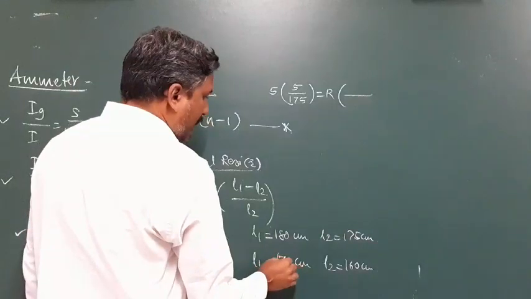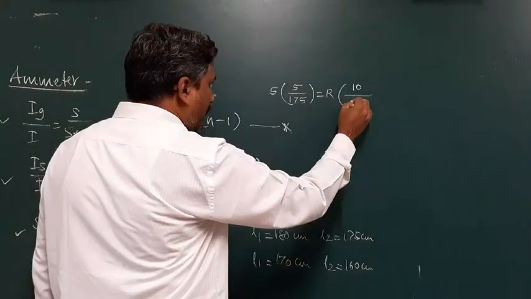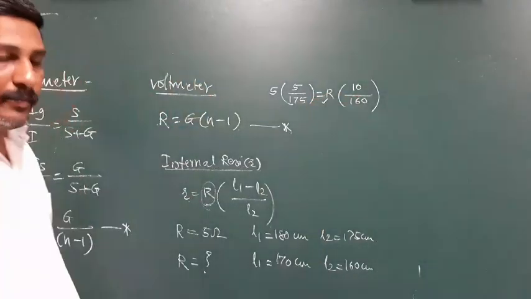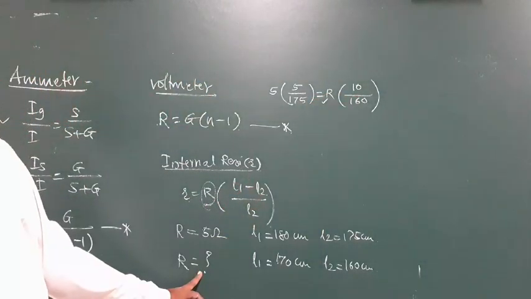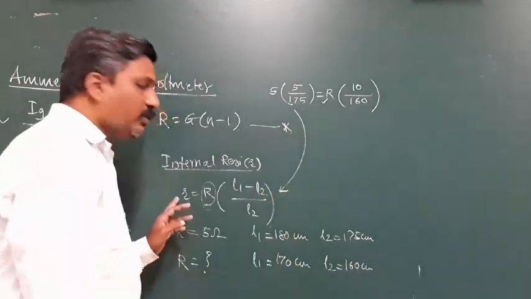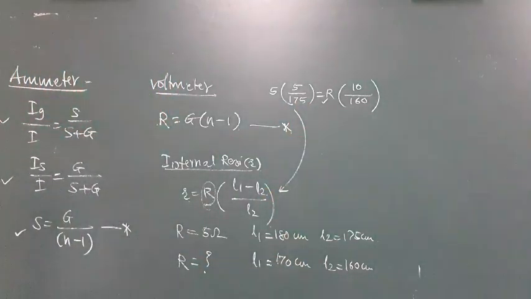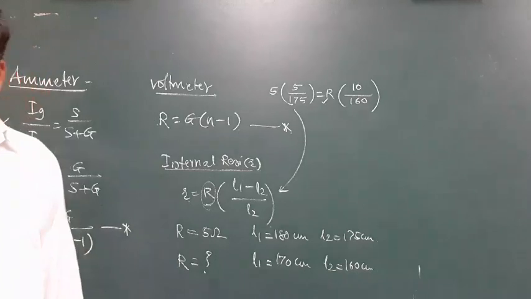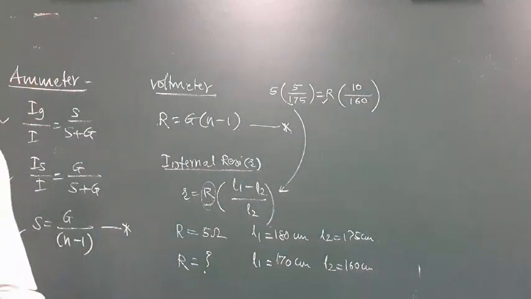Then we get the value of R, and then use this formula to find out the value of internal resistance. Means when the cell is the same and two resistors are used, then we can easily solve this example. And nothing else for the meter bridge.